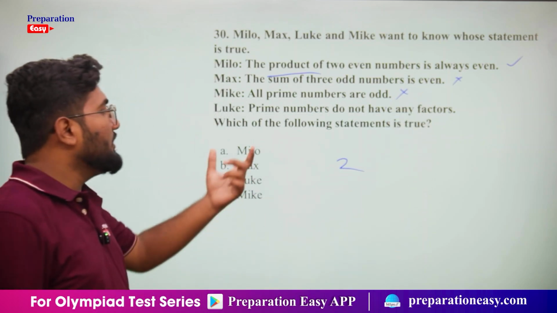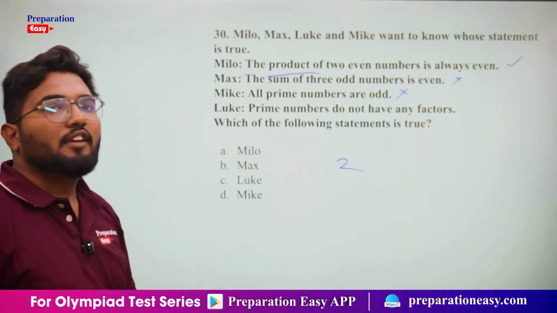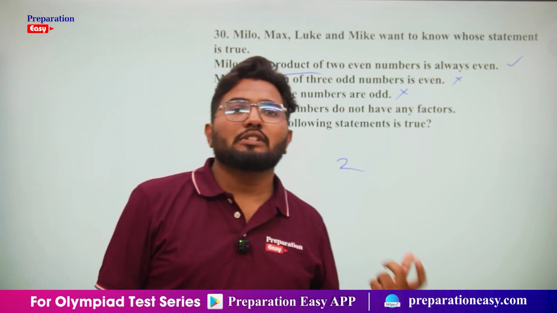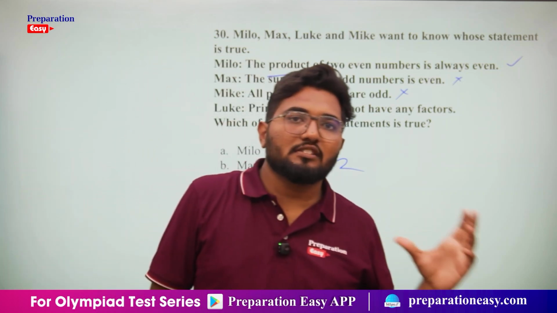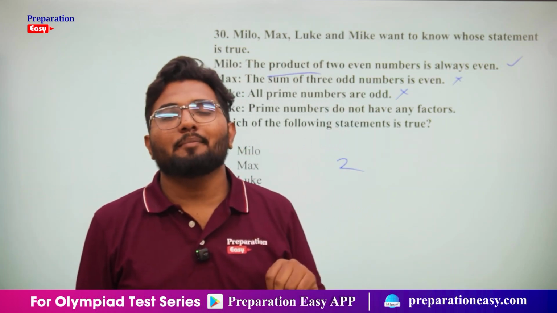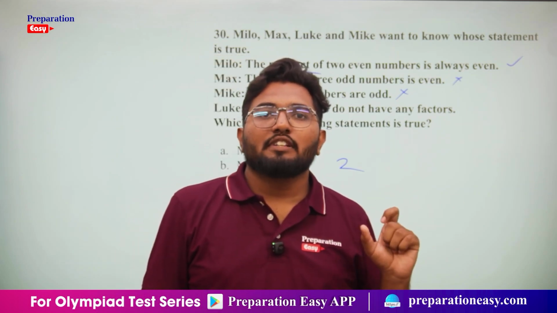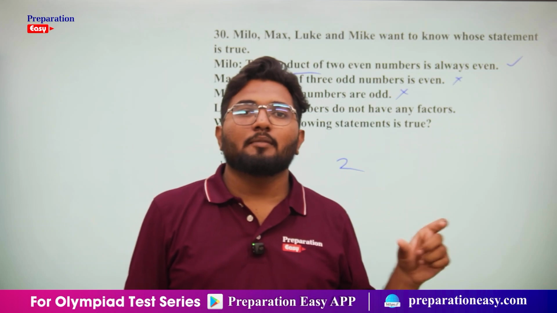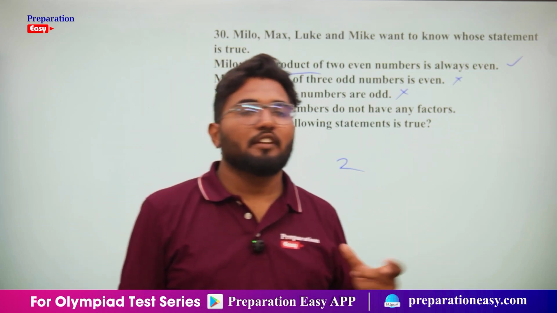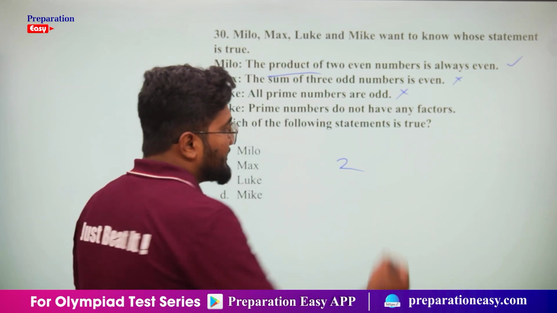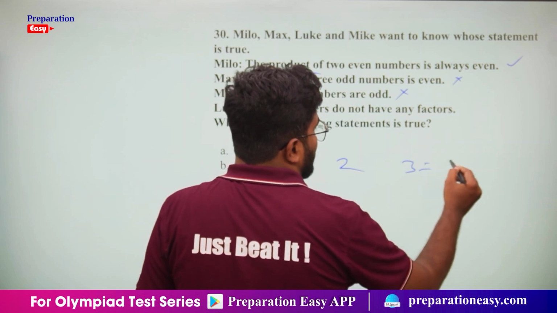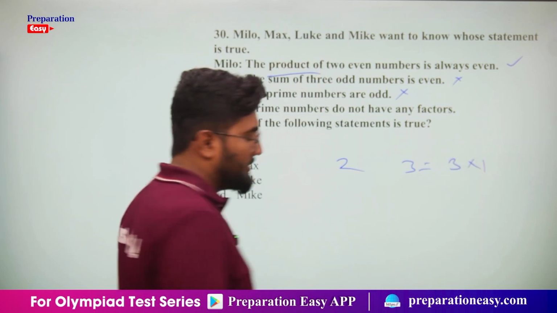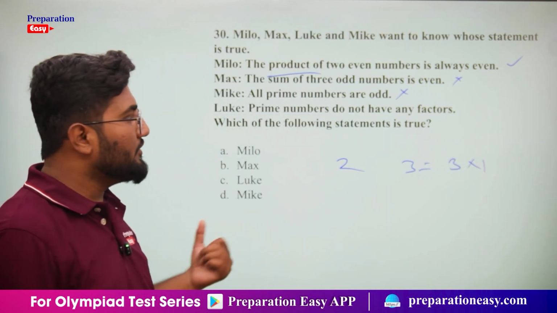Then last, Luke: prime numbers do not have any factors. But this statement is also wrong because prime numbers have two factors. Which are they? They are itself and 1. 1 and itself are the factors of prime numbers. If I take the example of 3, 3 has two factors, that is 3 and 1.